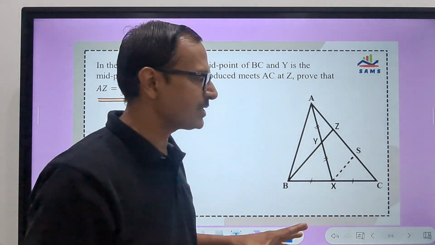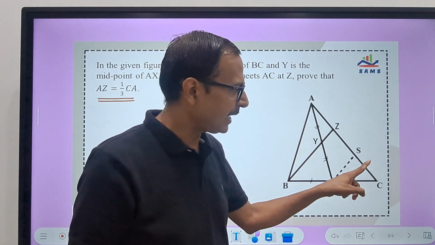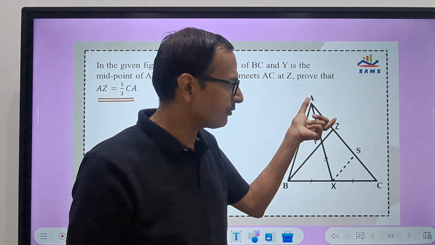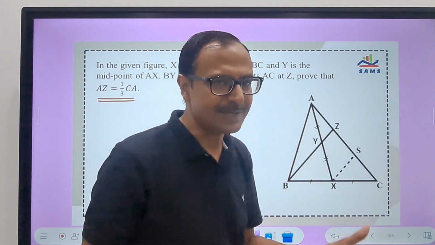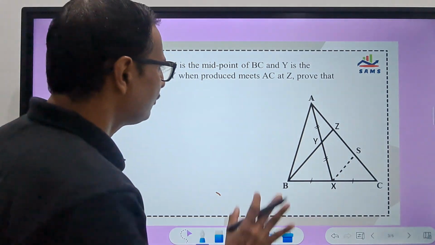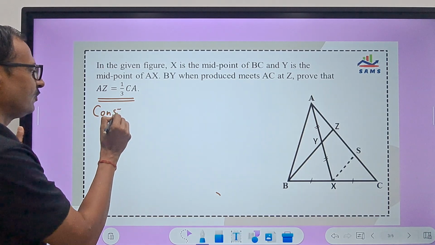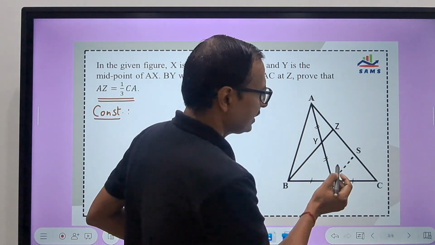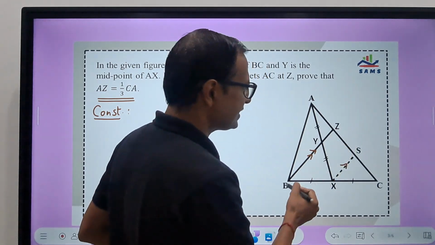So we'll be able to prove this if we prove that all the three parts here, AZ, ZS and SC, all these three are equal. So if these three are equal, then one of the parts will automatically be 1/3 of the total line, that is AC, right? So that's what I am intending to do in this question now. For that, this is to be proven, right? So I'll do a construction. What is the construction? You can see a dotted line here.